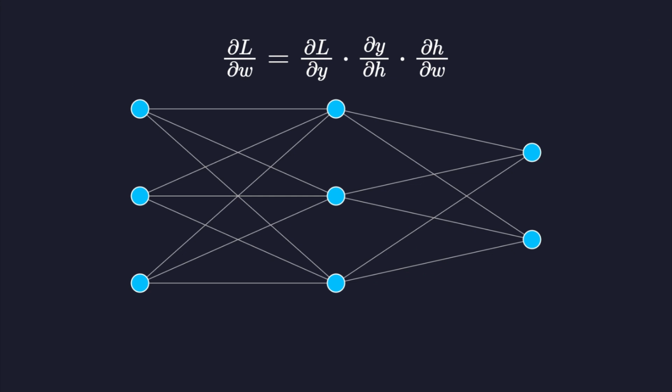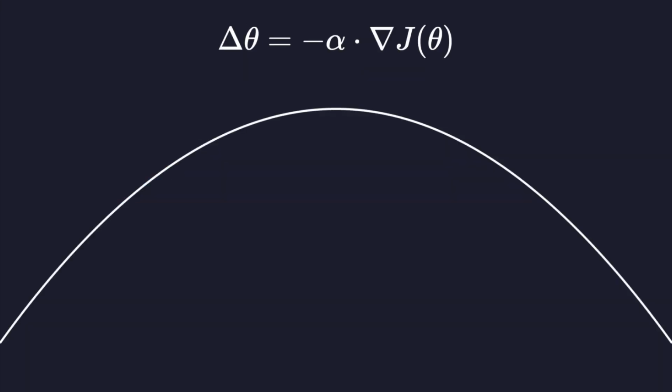The chain rule allows these error signals to flow backward from the output layer to the input. We multiply local gradients to find global impact.